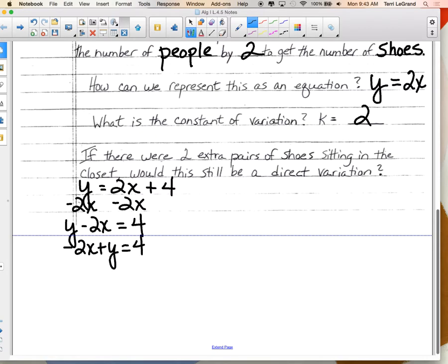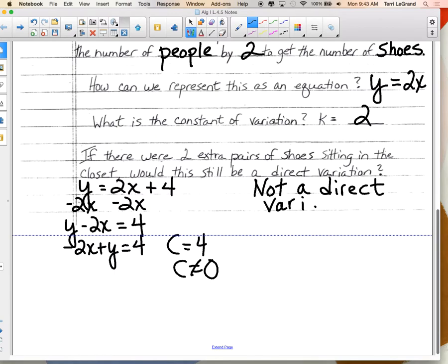And what has to be true for a direct variation? When an equation is written in standard form, what has to be true? C has to equal 0. Does C equal 0 in this one? No, C equals 4. C does not equal 0. So we would say this is not a direct variation, okay? Once we throw in that extra pairs of shoes that have nothing to do with the number of people, nobody's wearing them in other words, we no longer have a direct variation.